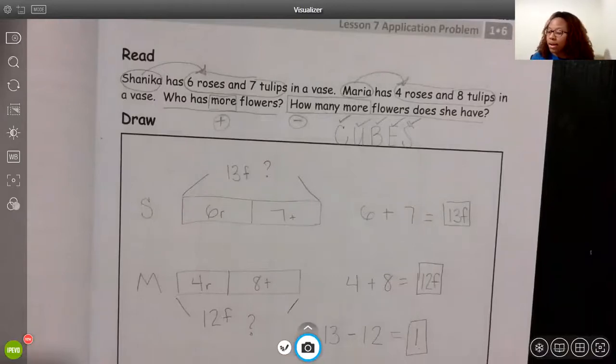And now we can go ahead and move on to our fluency practice. For fluency, we're going to do the same activity that we did yesterday, where I'm going to have a number sentence on my screen, and you're going to tell me if it is true or if it's false, which means if it's correct or incorrect.